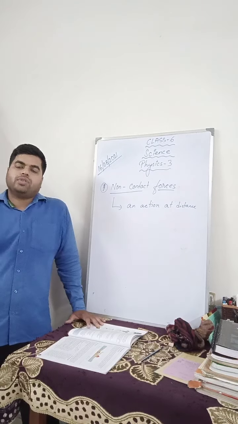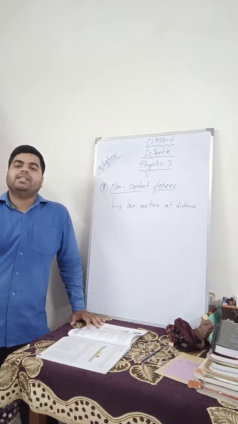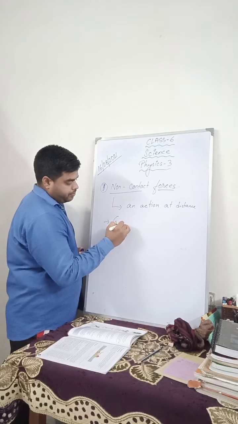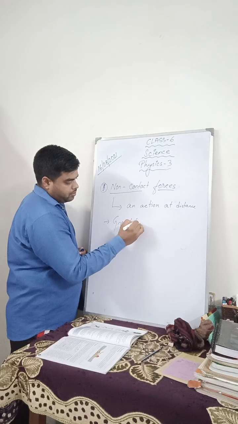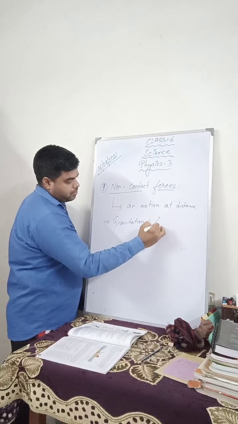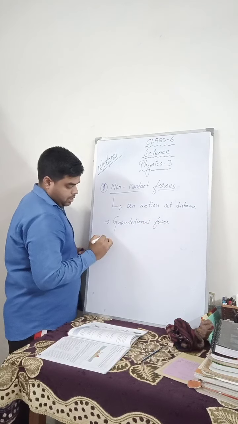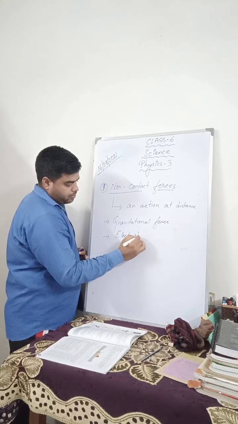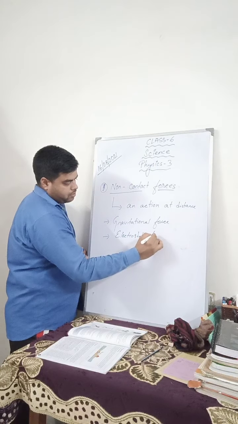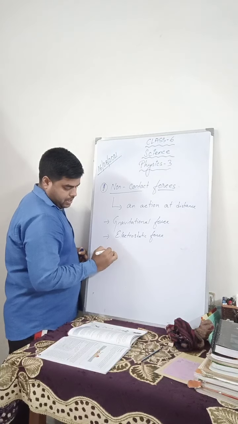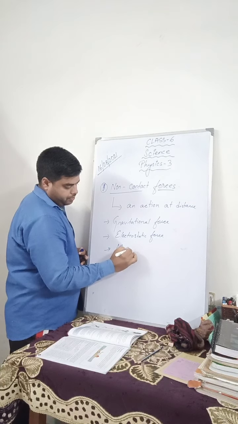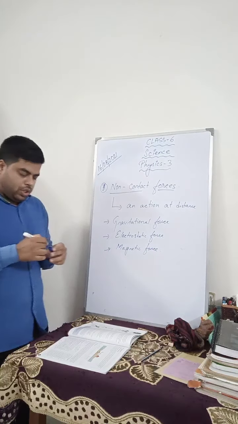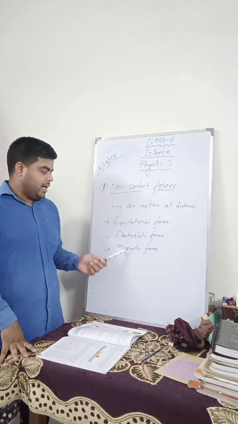And these non-contact forces are of various types. We will discuss this. Number one is gravitational force. Number two is electrostatic force. And number three is magnetic force. You know these two very well, gravitational force and magnetic force.